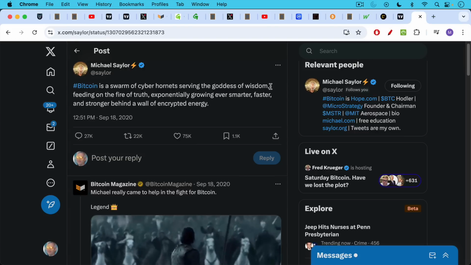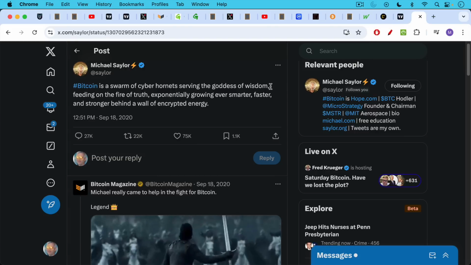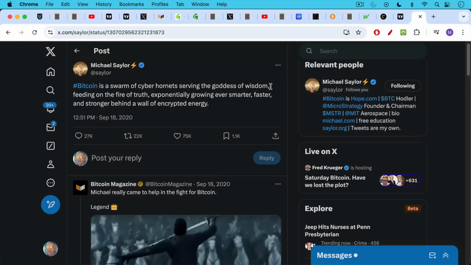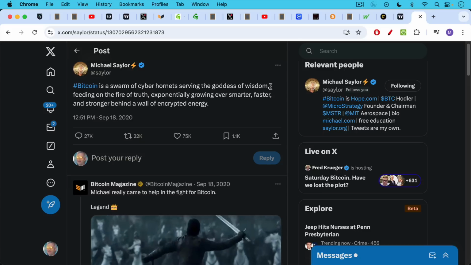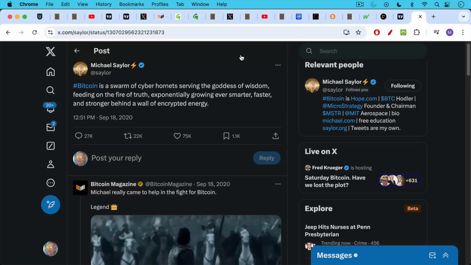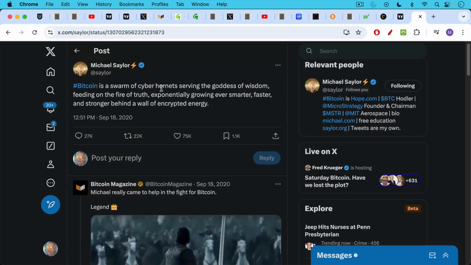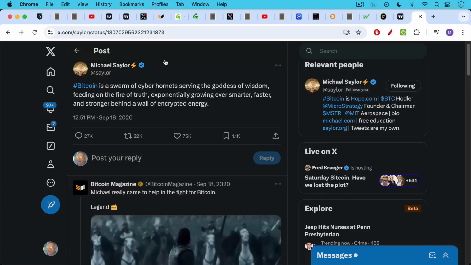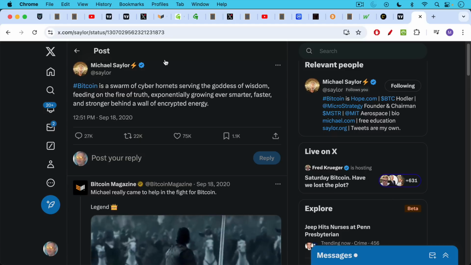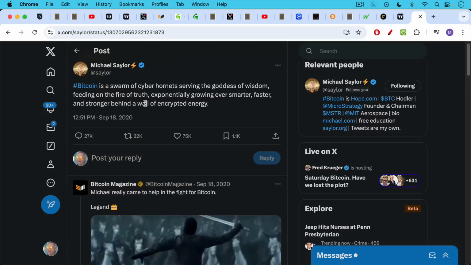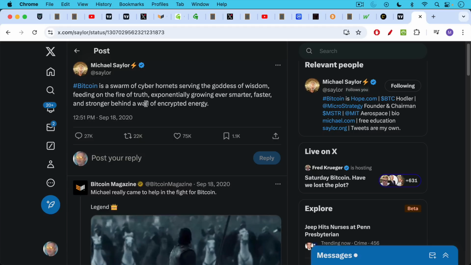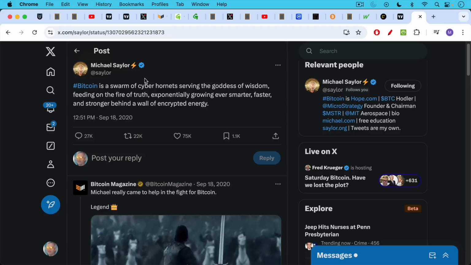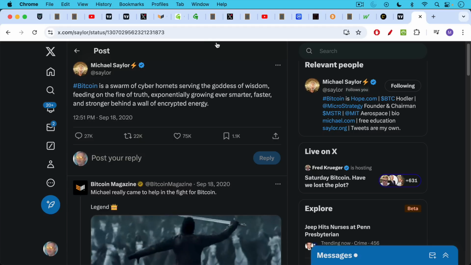Meanwhile, the real Bitcoin remains proof of work. And I think Michael Saylor sums it up best in his famous quote, "Bitcoin is a swarm of cyber hornets serving the goddess of wisdom, feeding on the fire of truth." And that idea of cyber hornets, I think, refers to Bitcoin mining rigs, which make a very high-pitched buzzing sound when you get close to them. "Feeding on the fire of truth, exponentially growing ever smarter, faster, and stronger behind a wall of encrypted energy."